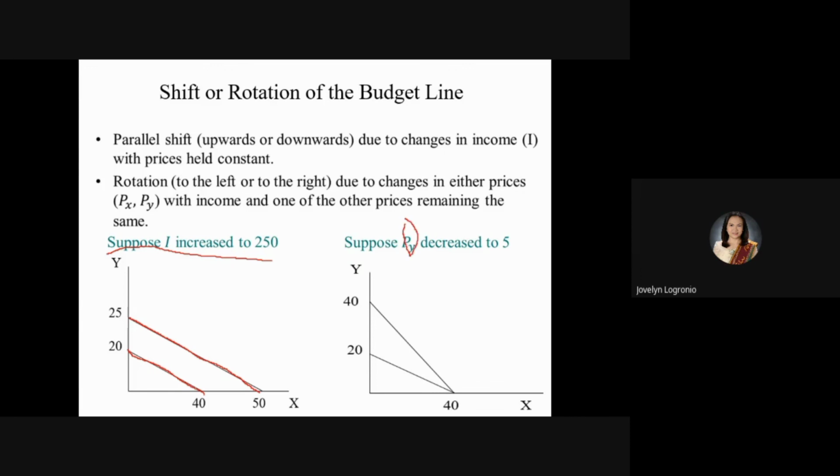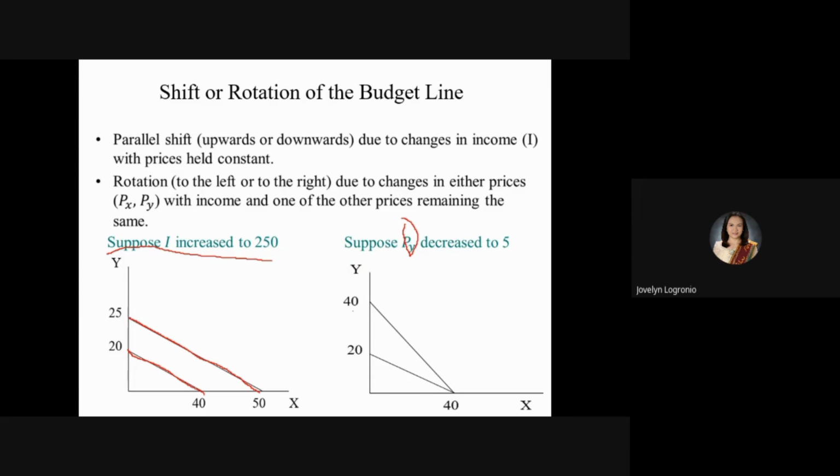Si price of Y, bumaba siya to 5. From 10, nagiging 5. But no changes in income, 200 pa rin. Then, same pa rin yung price ni X, which is 5. So, only the price of Y decreases. So, yung affected lang na quantity ay si vertical axis. No changes sa quantity on x-axis or horizontal axis kasi walang nangyari. The quantity of good Y increases from 20 to 40 as its price decreases to 5.